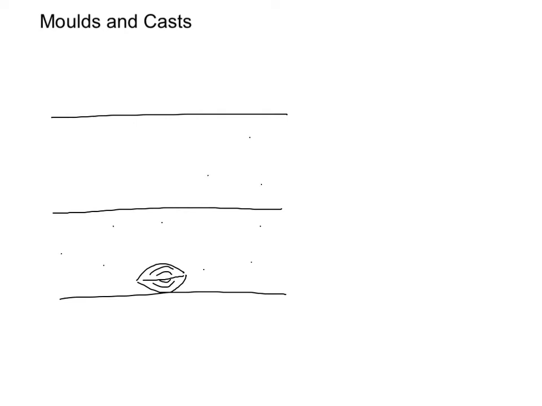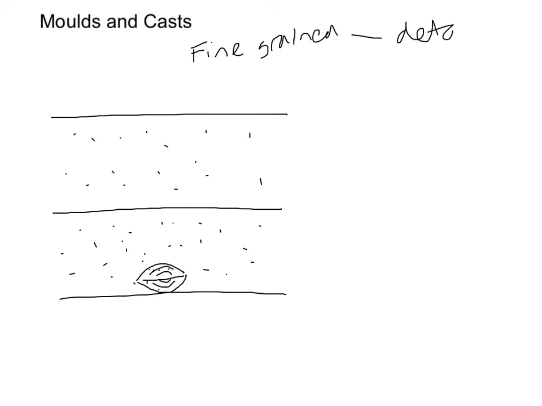Usually, for the best fossils, you need fine-grained sediment. Two reasons for this. Fine-grained sediment will fill in all the gaps and all the intricate detail around the fossil, and also it usually means a low-energy environment. So fine-grained sediment means lots of detail in the fossil, and it would also be low energy, meaning the fossil, or the animal, wouldn't get broken up.